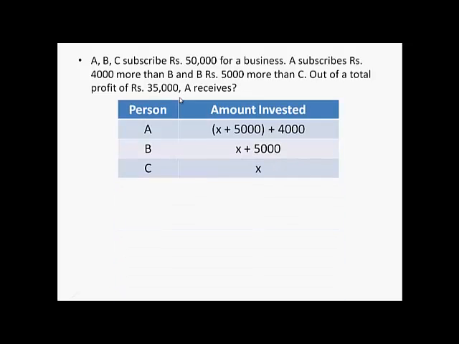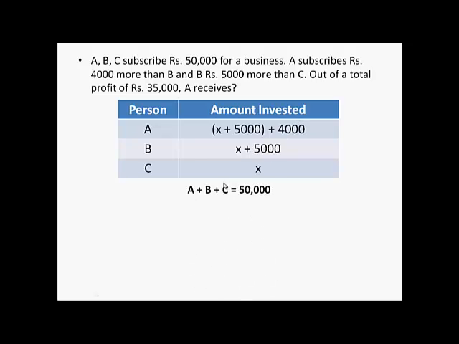So the basic table, because all the comparisons are with C, let me say C invests X rupees. Now as B has invested 5,000 more than C, B's investment is X plus 5,000, and as A has invested 4,000 more than B, so A is X plus 5,000 plus 4,000.